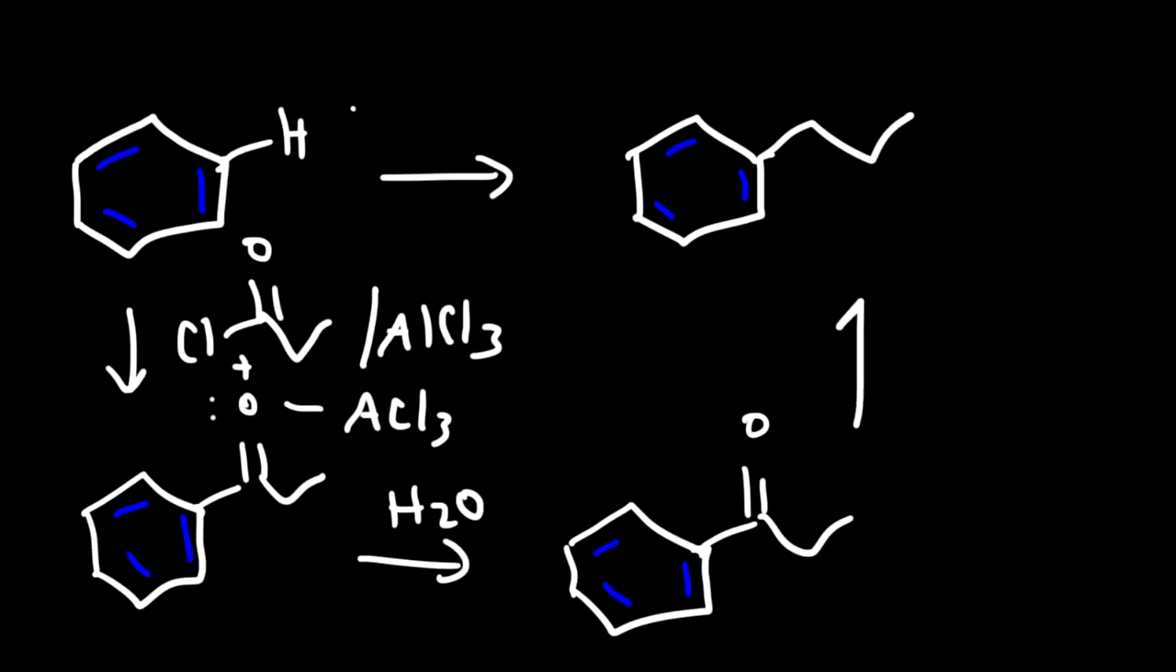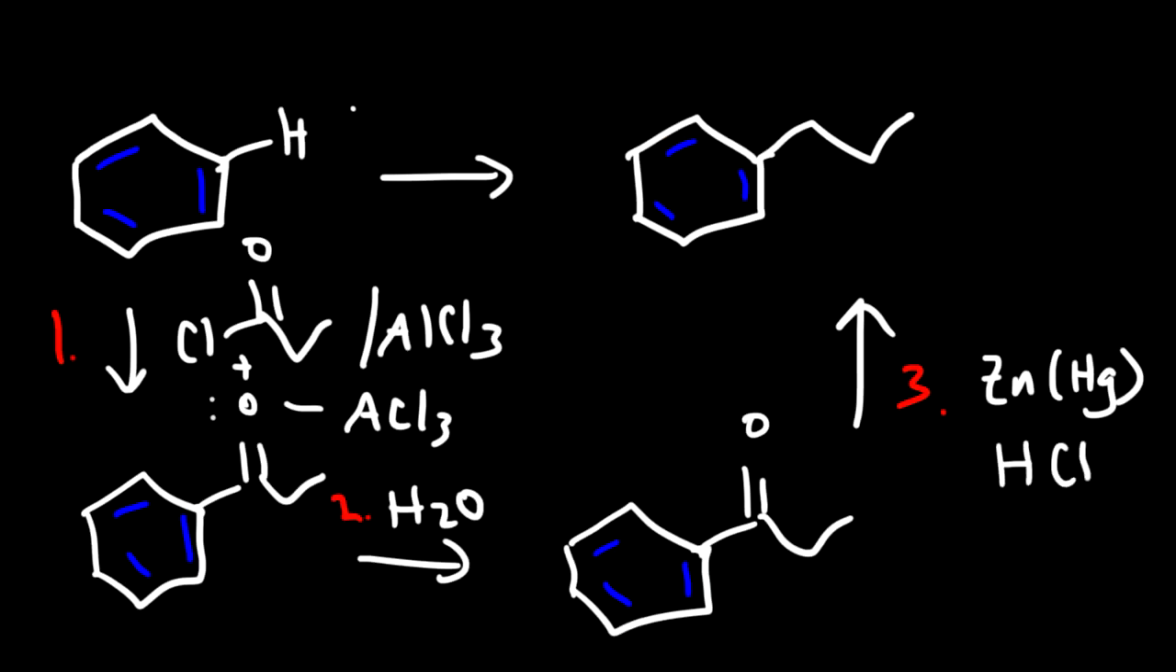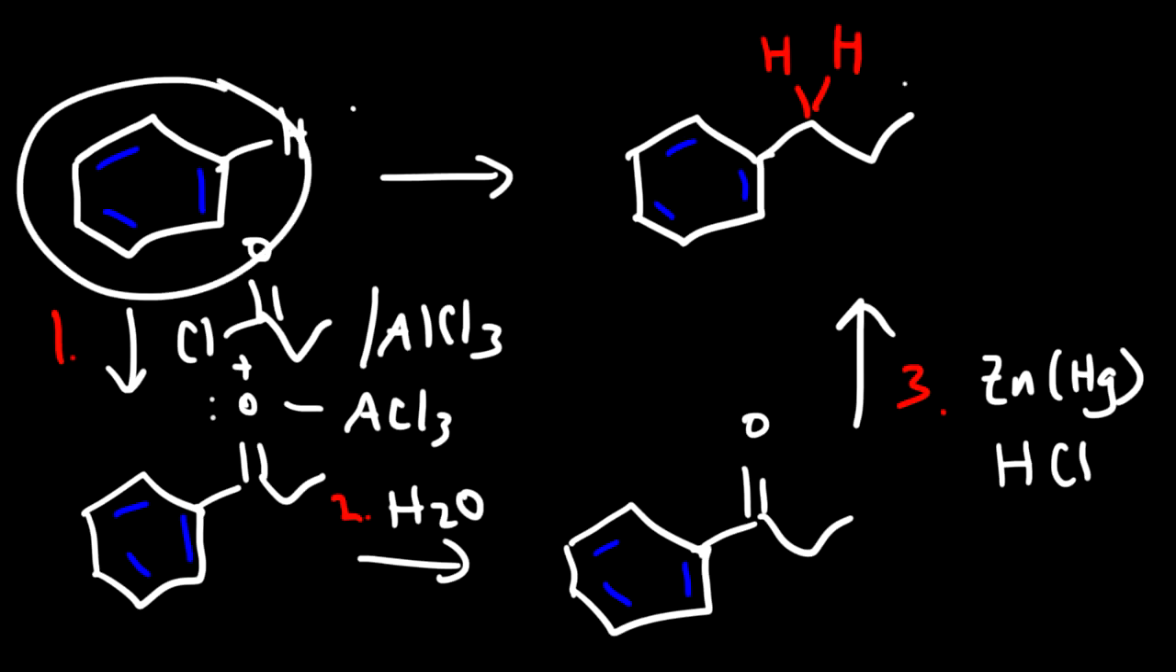The last step, so this is step number 1, this is step 2. The third step is to reduce the ketone to an alkane. And so we can use the Clemmensen reduction, where we have amalgamated zinc, so basically zinc and mercury alloyed together under acidic conditions. And that's going to basically replace the carbonyl group with 2 hydrogen atoms. So that's how we can convert benzene into propylbenzene.